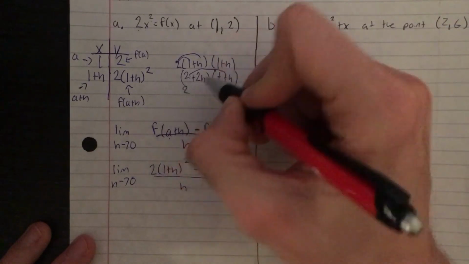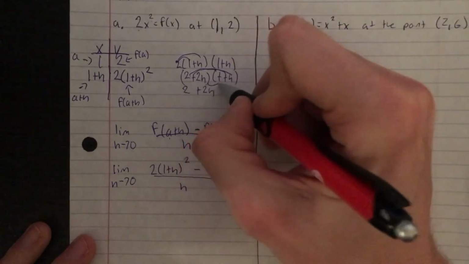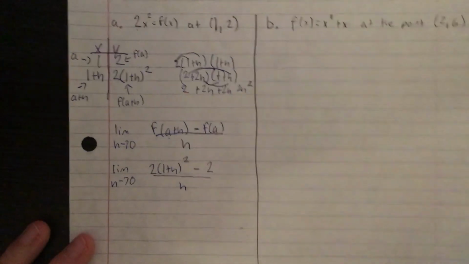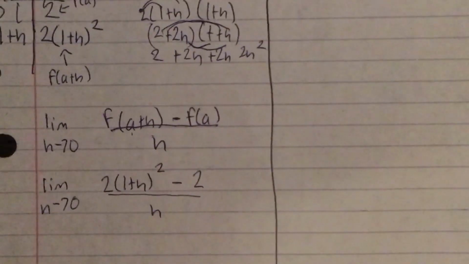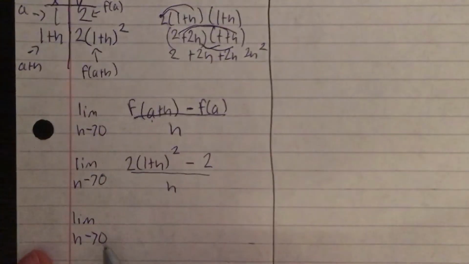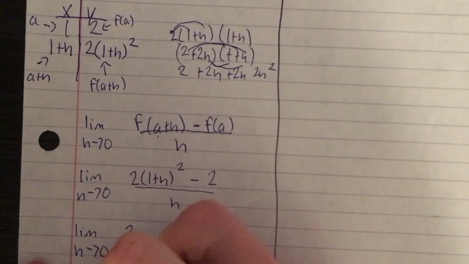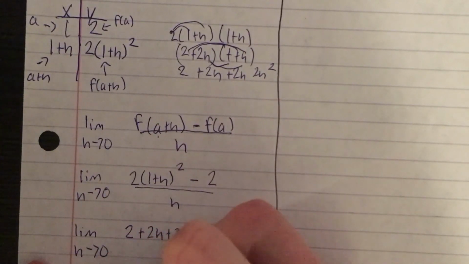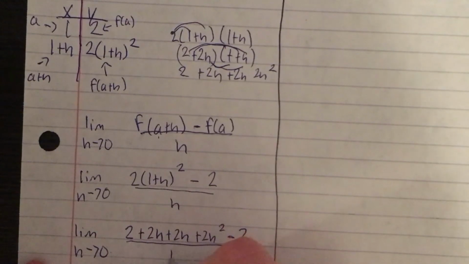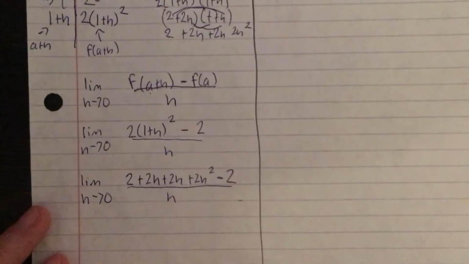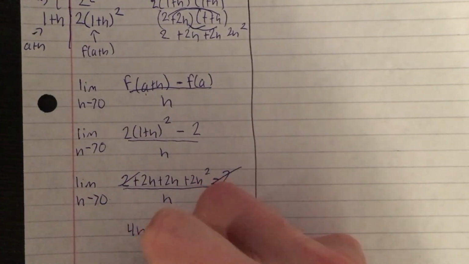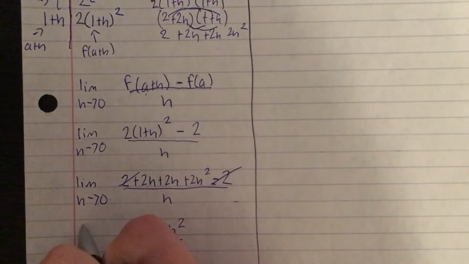Let's see, 2 times 1 is 2, 2 times h is 2h, 2h times 1 is 2h, 2h times h is 2h squared. So when I write this next line here real quick, we still haven't taken that limit, but up here we've got 2 plus 2h plus 2h plus 2h squared minus 2 divided by h. So if we simplify this, we're going to get 4h plus 2h squared divided by h.